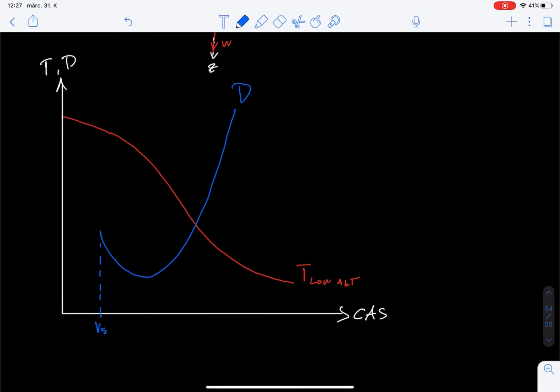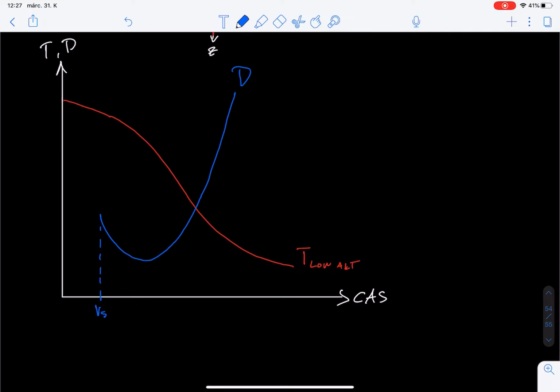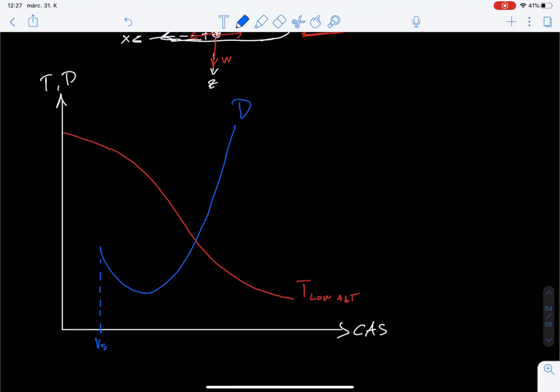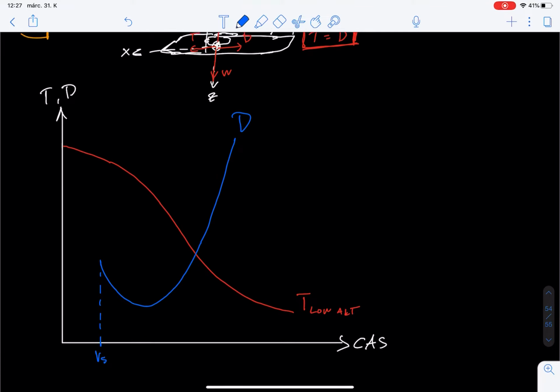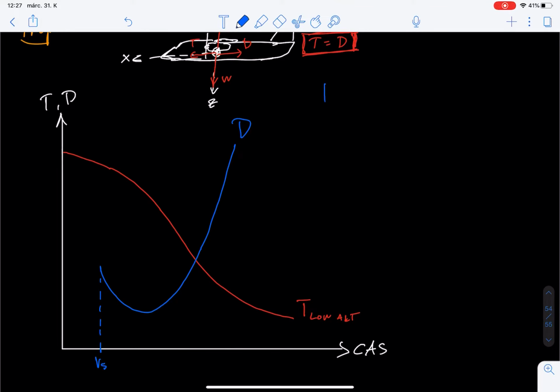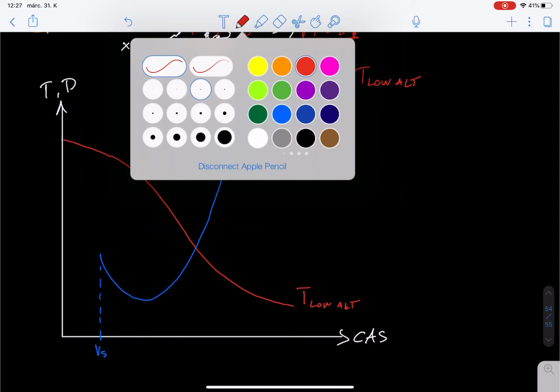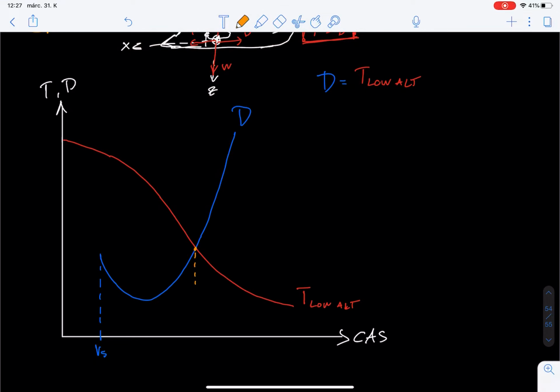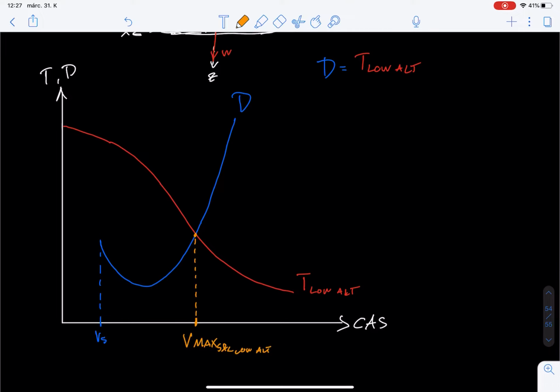Okay, so what we can see is that where the thrust equals drag equation is true, so for this case it would be drag equals the thrust at low altitude, is the intersection again of the two curves, and this would be your Vmax S&L at low alt, and this is in calibrated airspeed, right?